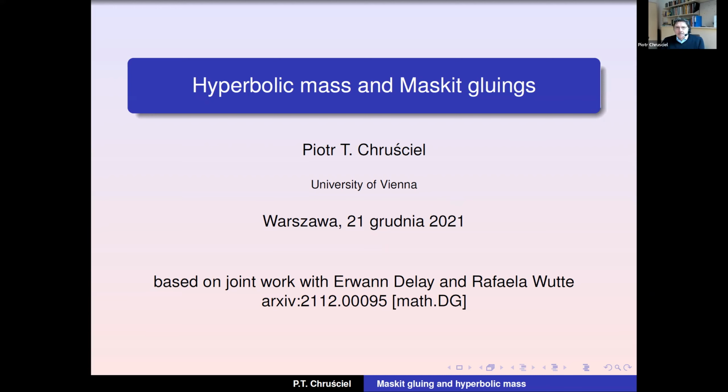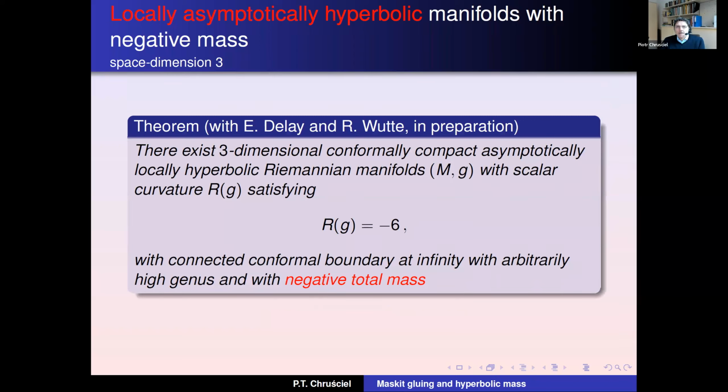And this is about this theorem, which is not in preparation, but is already actually on arXiv. There exist three-dimensional, conformally compact, asymptotically locally hyperbolic Riemannian manifolds with scalar curvature equal to -6, with connected conformal boundary at infinity, with arbitrarily high genus and with negative total mass. Okay, so this is a very long statement. Let me just try to unravel it step by step.